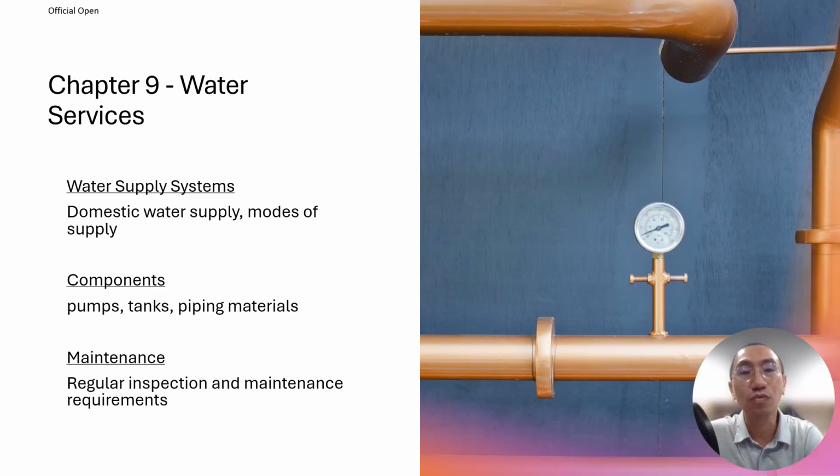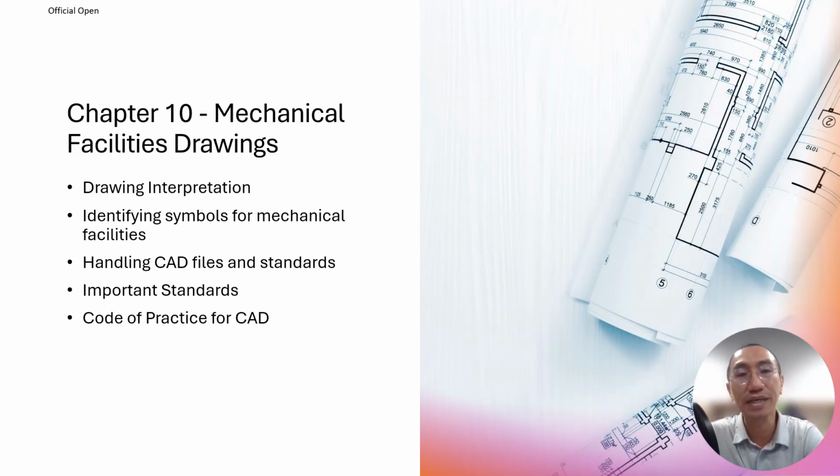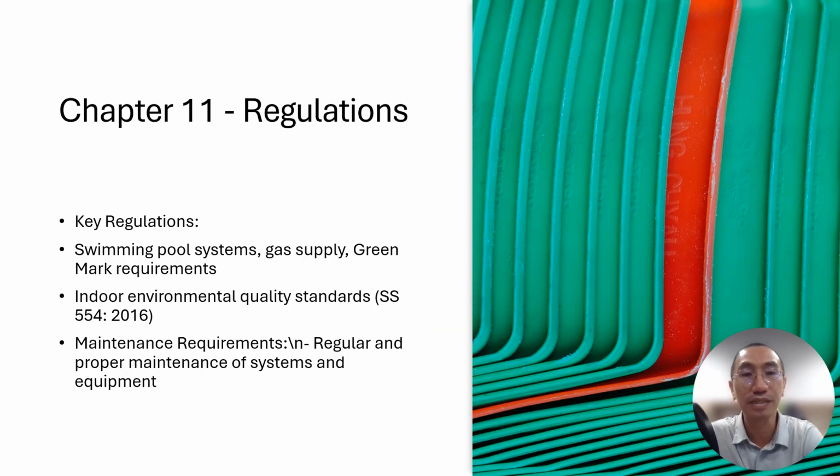Chapter 9 talks about water services, about domestic water support and the mode of supply, what are the pumps, tanks, mechanical piping materials required, and then the maintenance that is required for your water systems. Chapter 10 talk about mechanical drawing, some of the systems, drawing interpretation. You will have to learn how to work on that, identify some of the symbols, and then handle some of the CAD files and standard and important on the standards, and of course the code of practice.